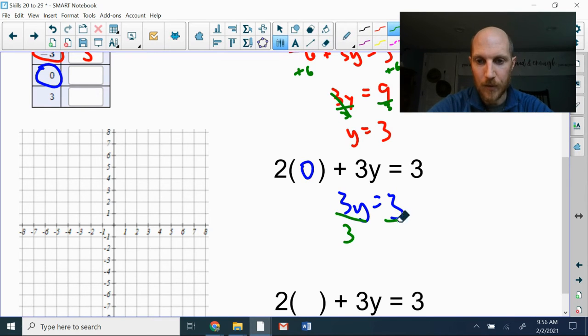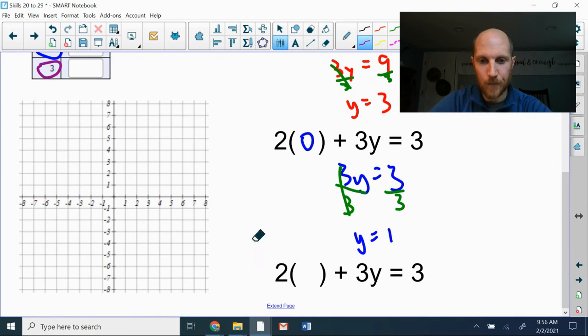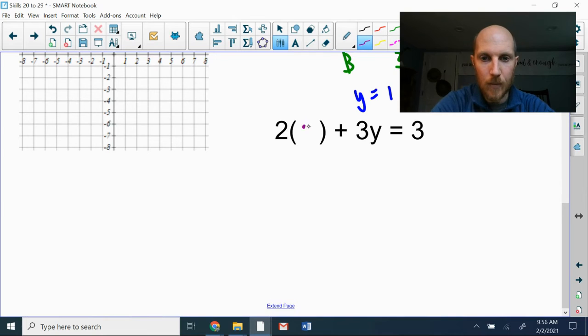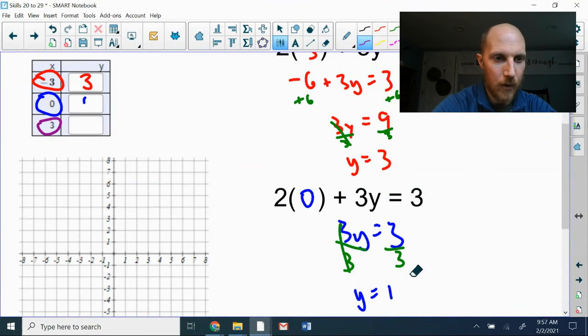So divide both sides by 3, and y equals 1. 1 is going to be the y coordinate. I'm going to put that into the table. And then lastly, the +3 is going to go into my equation. +3 right here. Multiply 2 times 3 is 6. And then to solve for y, I'll need to subtract 6 on both sides. So 3y equals, and 3 minus 6 is -3. Divide by 3, and y equals -1. So I'm going to put that -1 into the table here.